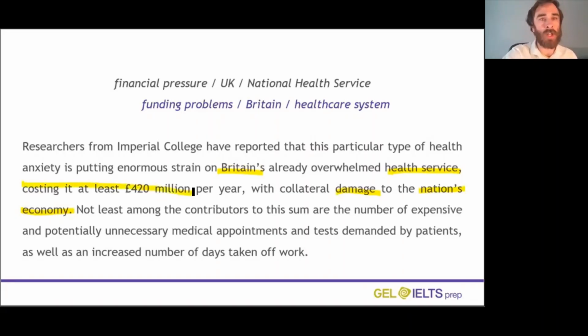Costing at least 420 million. Okay, so this may relate to the cost on the health service. And enormous strain. Strain is a synonym of pressure in this case. So we can be pretty confident that this section of the text is relevant to our question. Now let's go back to the question sentence endings, underline some keywords in the options, and see if they match to anything in this section of the text.